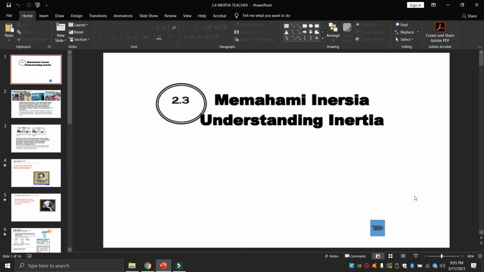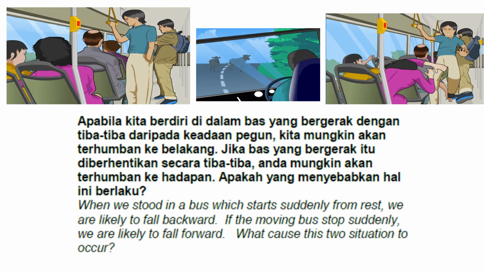So we're going to learn about inertia. What is inertia? Let's say we stand in a bus, and the bus starts suddenly from rest. The bus is first at rest, then when it starts moving, we are likely to fall backward. And if the moving bus stops suddenly, we are likely to fall forward. So what caused these two situations to occur?